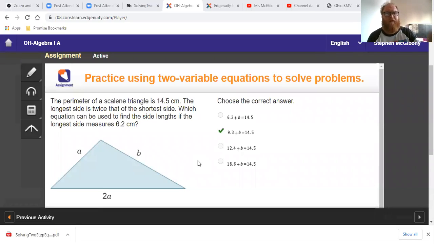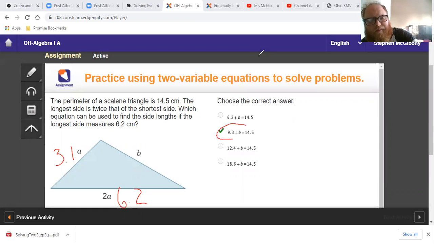All right, so the perimeter of a scalene triangle, scalene is where all three sides are different lengths, is 14.5. So we know it's equal to 14.5, but that doesn't eliminate anything. We know that the longest side is 6.2. So half of that, that's twice as long as this side. So this side would be 3.1 since that's half of 6.2. Now we just need to add those together. 6.2 plus 3.1 is 9.3. So 9.3 plus the missing side equals the perimeter of 14.5.